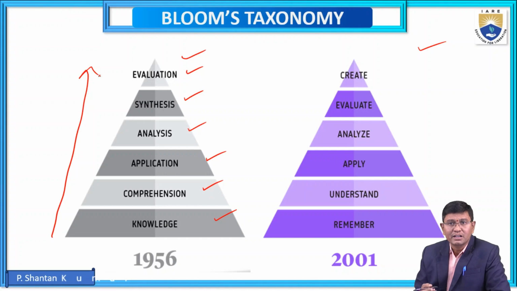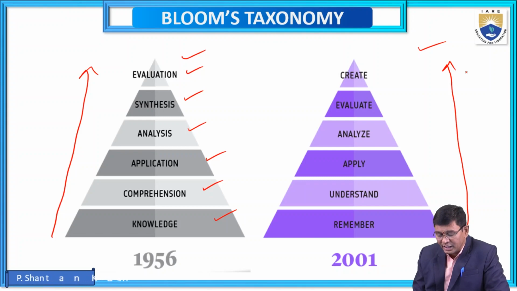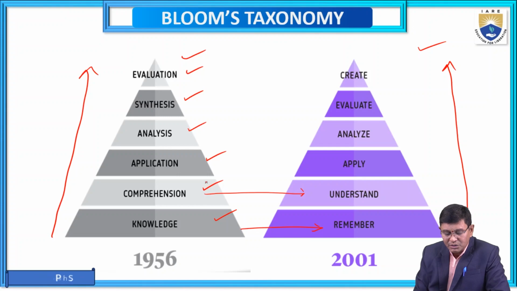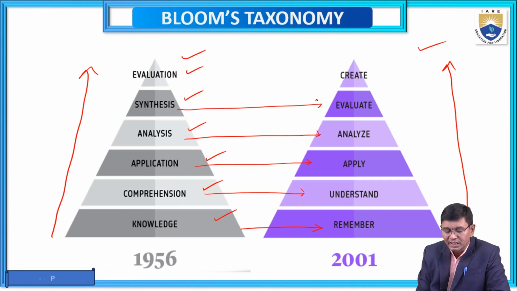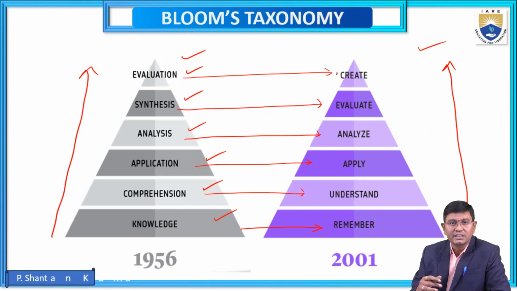After that, in 2001, the levels were changed. One is remembering, in terms of knowledge. Comprehension is understanding, application is apply, analysis is analyze, synthesis is evaluate, and evaluation is the create level. These are the changed levels from 1956, and in 2001 some changes are there in Bloom's taxonomy.